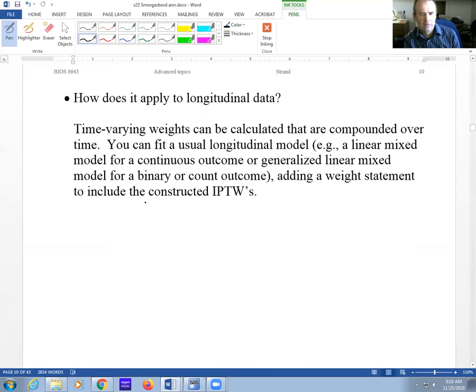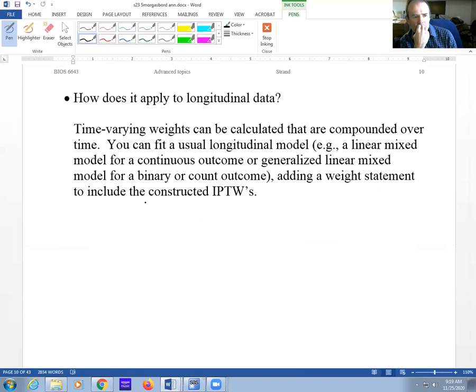And the longitudinal component becomes very important here because we have a cyclical pattern of effects between these three variables that occurs over time.